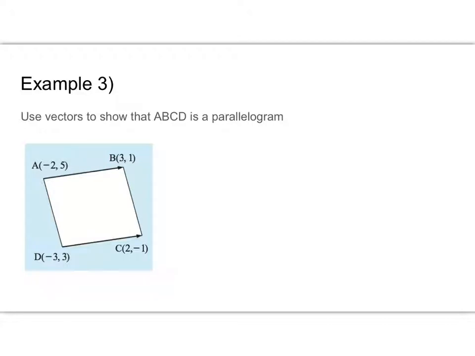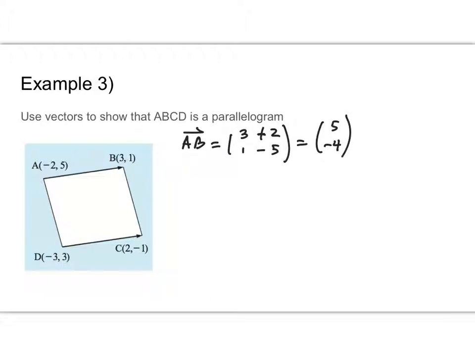Okay, the last thing we're going to do is use vectors to show that ABCD is a parallelogram. So I want to prove that ABCD is a parallelogram using vectors. So if I look at the vector A to B, well, that's going to be 3, 1, minus, or plus 2 because it's negative 2, minus 5. And I end up with the vector 5, negative 4.